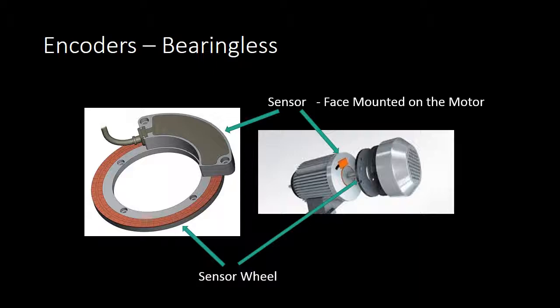The bearingless encoder also takes up less space along the shaft of the motor, as they mount directly onto the face of the motor, although the quality of the signal is entirely dependent on the installer's ability to properly align the wheel of the encoder.